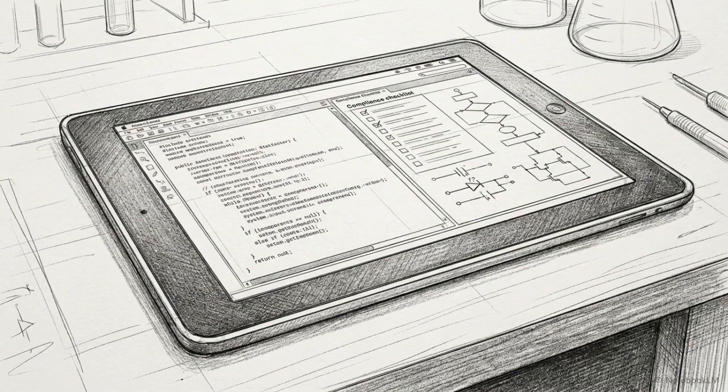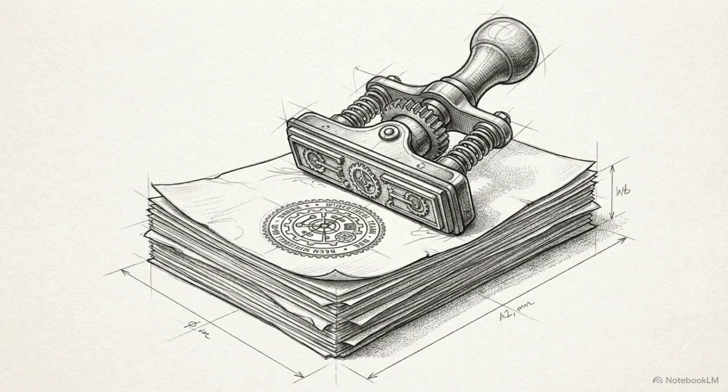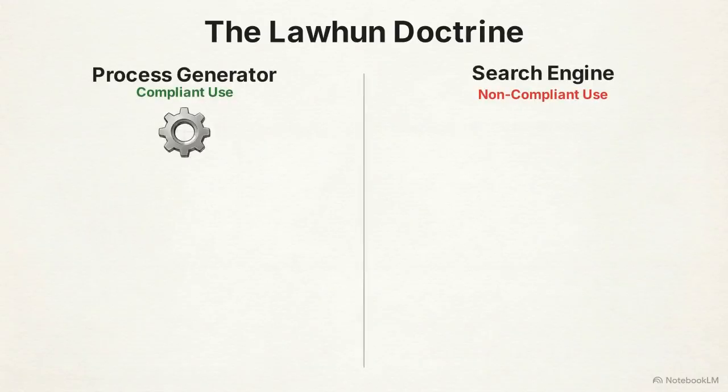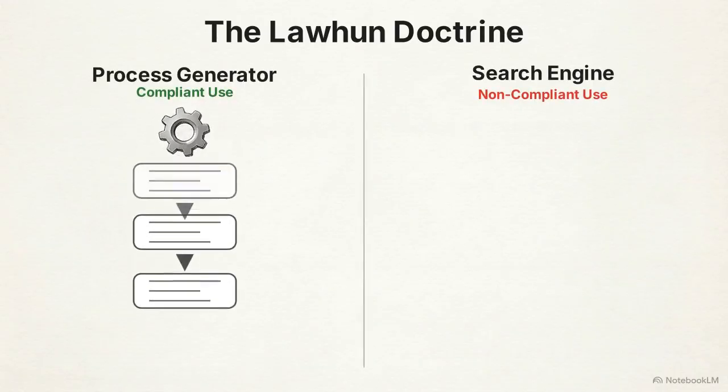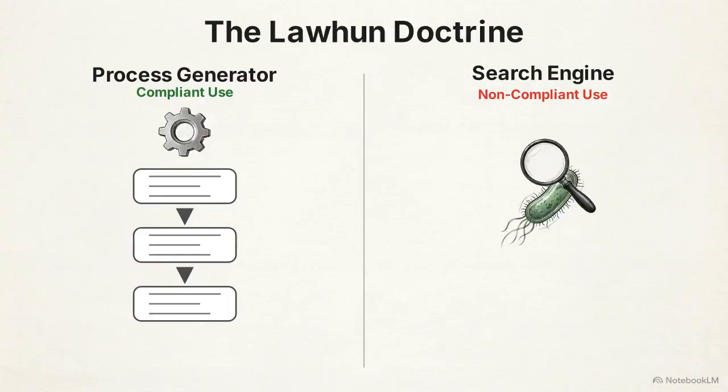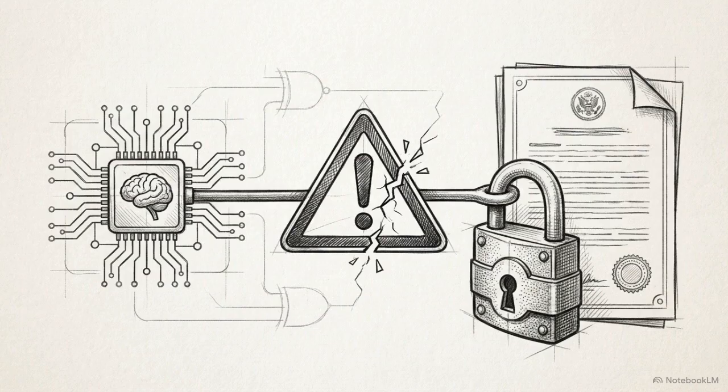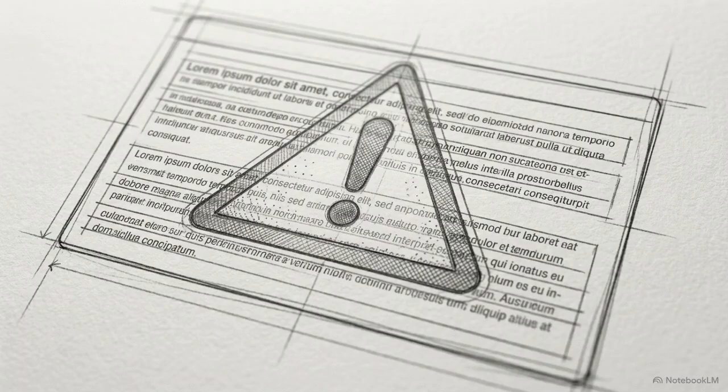Using AI in a regulated space requires strict adherence to good practice regulations, or GXP. This environment demands rigorous validation of any process that generates official records. The Lawhon Doctrine addresses this. In pharma quality control, AI is a process generator, not a biological search engine. This infographic shows the risk of unvalidated use. Copying AI outputs directly into official records is an immediate regulatory violation. The system provides a draft, not a verified fact.